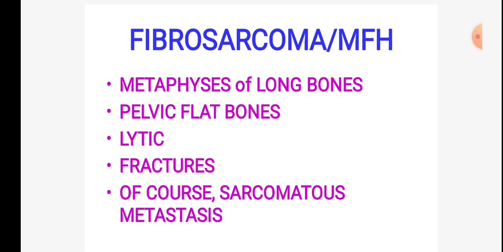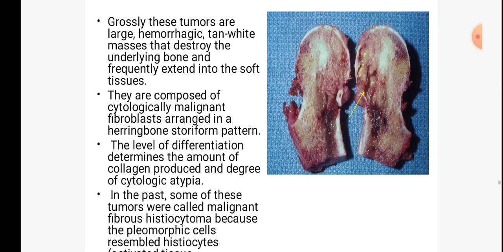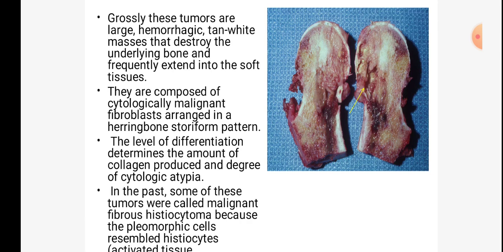Examples, pelvic flat bones. It's a lytic lesion basically. The patient can present to you with fractures. So there could be sarcomatous metastasis. Grossly, these tumors are large hemorrhagic tan white masses that destroy the underlying bone and frequently extend into the soft tissues. They are composed of cytologically malignant fibroblasts arranged in a herringbone storiform pattern.